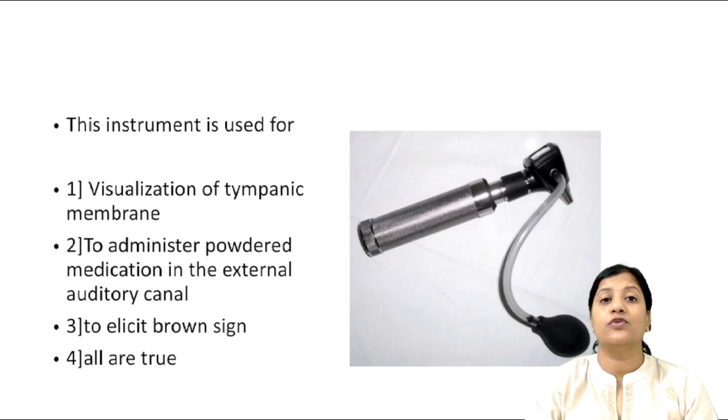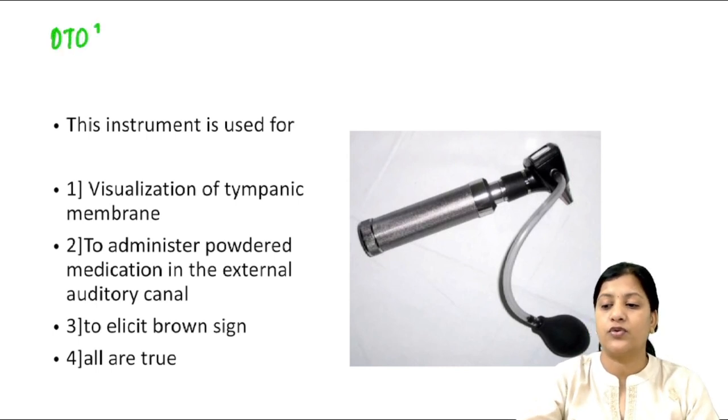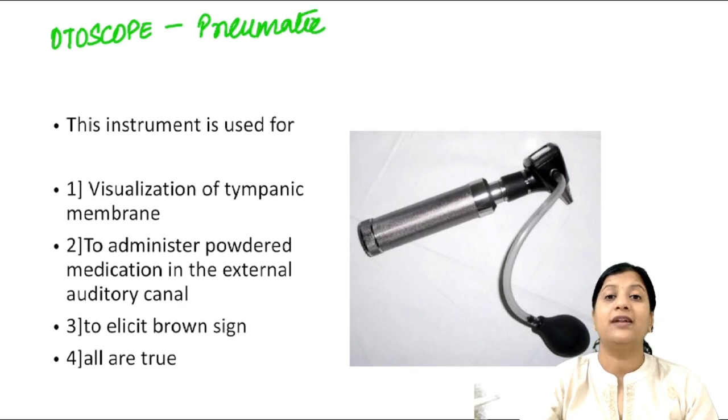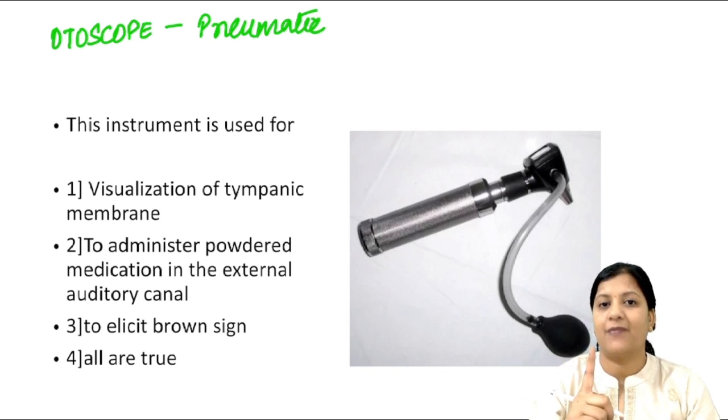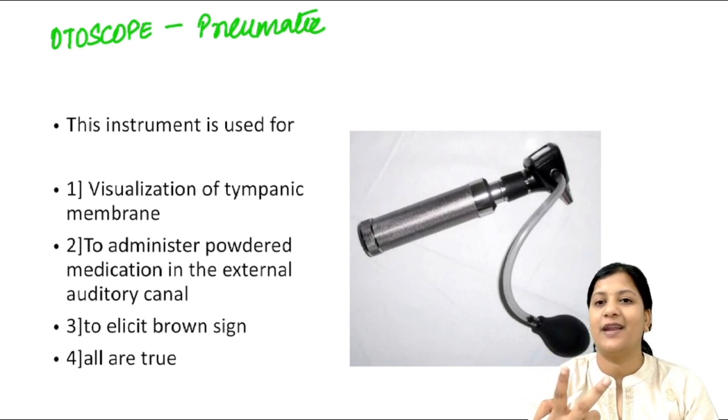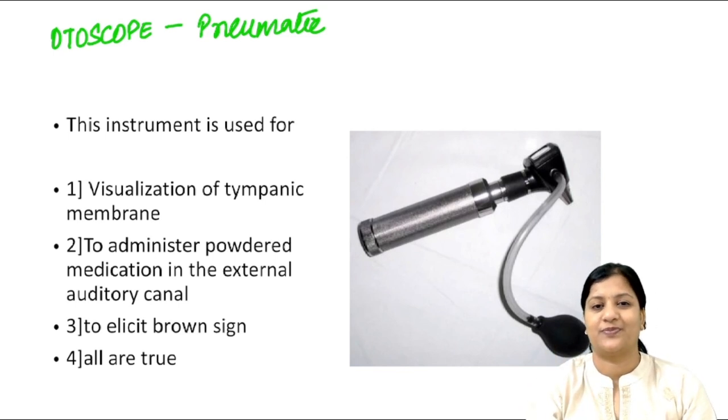The instrument is used for, what is the name of this instrument? So basically this is an otoscope, and this otoscope is having a pneumatic attachment. So what is this used for? It is used for siegalization. What are the uses of this particular instrument? Is it used to visualize the tympanic membrane, to administer powdered medication in the canal, to elicit Brown sign, or all of the above?